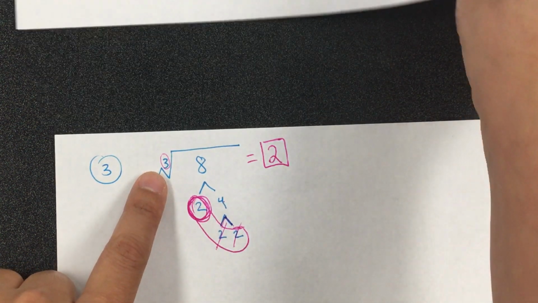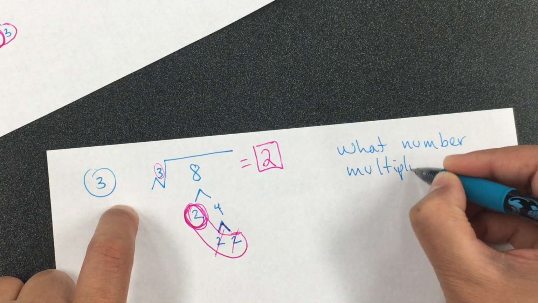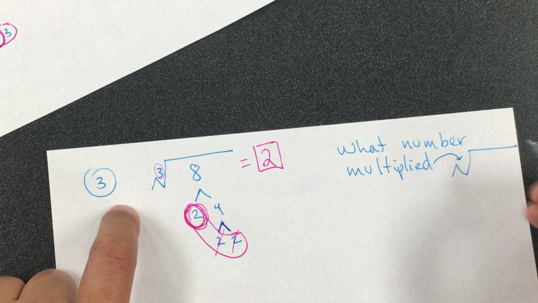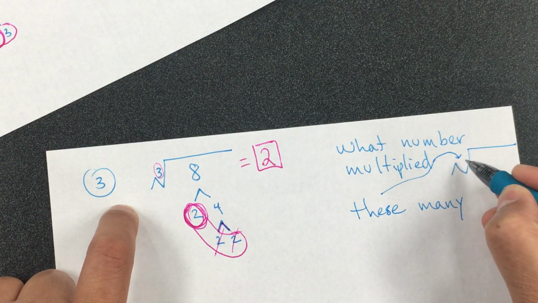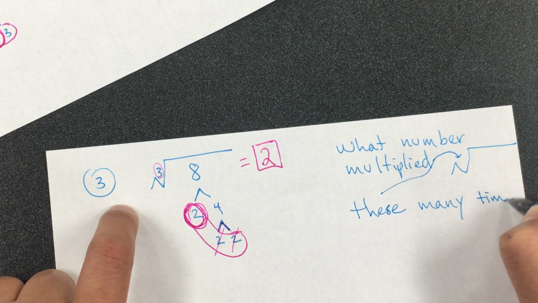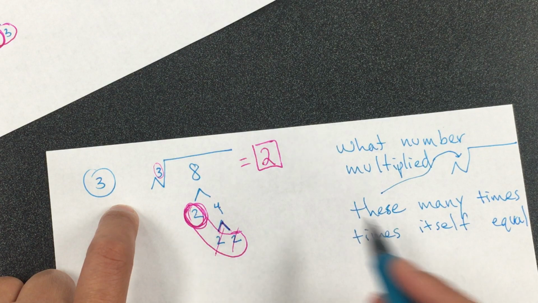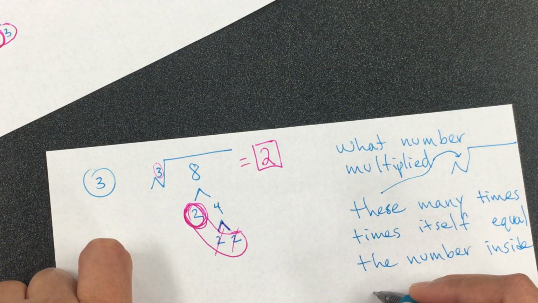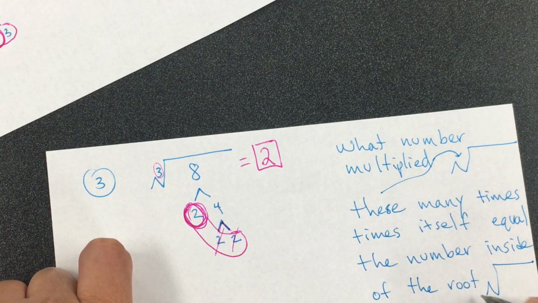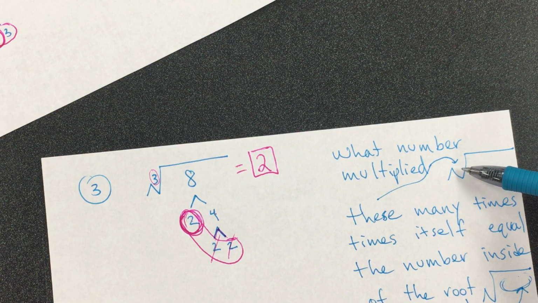So what does this mean? It means what number multiplied these many times. So it might say a 2, a 3, a 4, a 5. So that many times, these many times, times itself, equal the number inside of the root. So the number inside is right there, okay? This number that is here. So this just tells me how many times I need to multiply the number times itself. And the answer will be this.